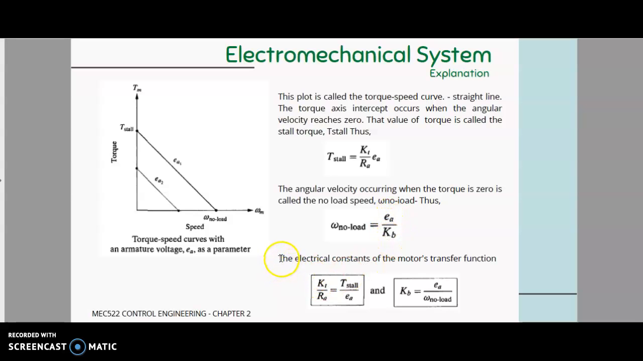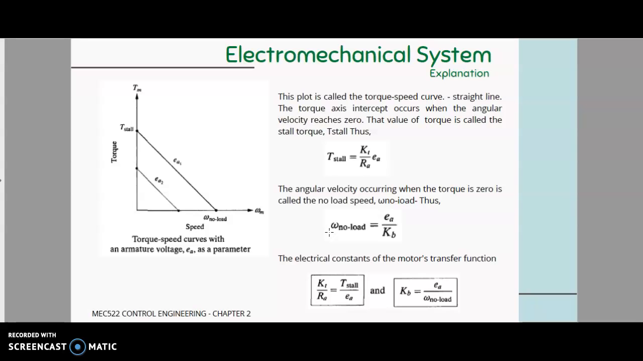Okay, so lastly you can get the electrical constants of the motor's transfer function. Kt over Ra equal T stall over Ea, and then Kb equal Ea over omega no load. This one is just from the two equations here. Okay, I think that's all for the electromechanical system. For examples, I can explain in another video.